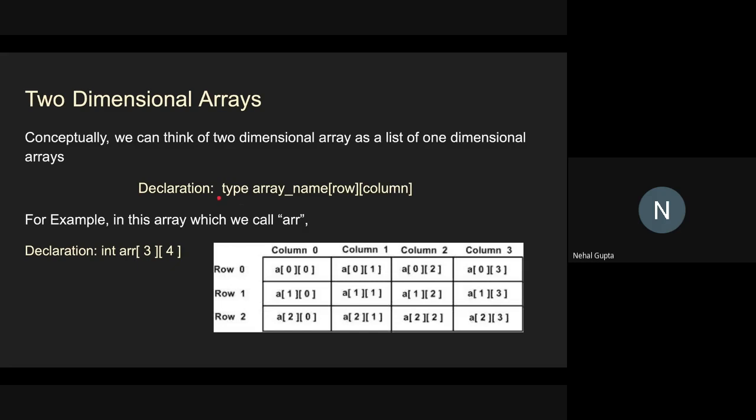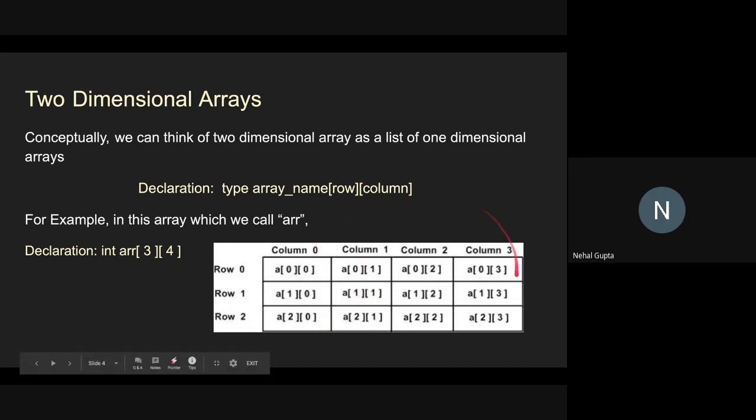Again, we define them as type. Type is int, char, float, double, anything. Then the array name. Row and column. Row is the number of rows present in the 2D array and column is the number of columns present. Rows are horizontal as given here, columns are vertical.